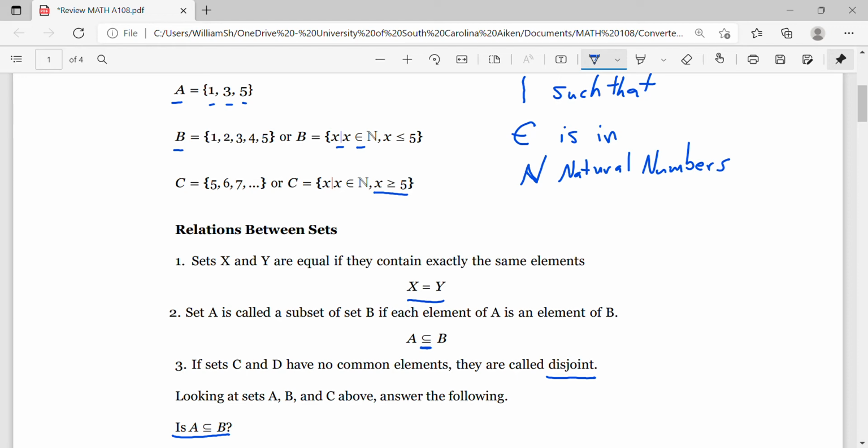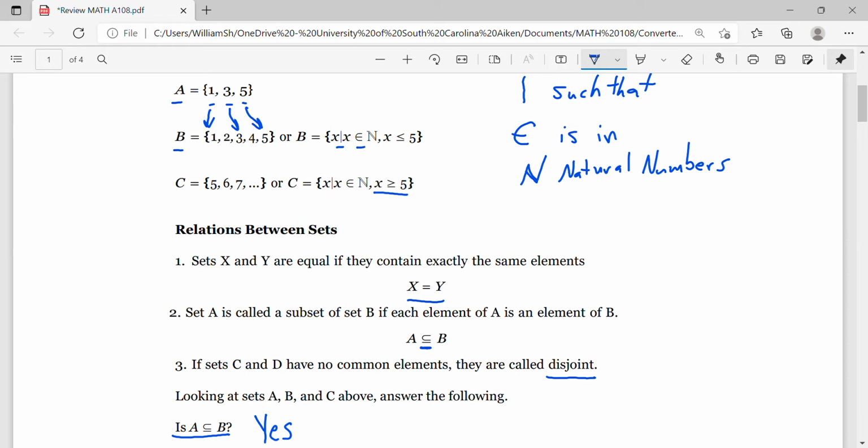Now, if we recall what subset means, it means that every element in A has to be an element of B. So if we notice here, 1 is an element of B, 3 is also an element of B, and 5 is also an element of B. So is A a subset of B? Yes, it is, because each element in A is also in B.